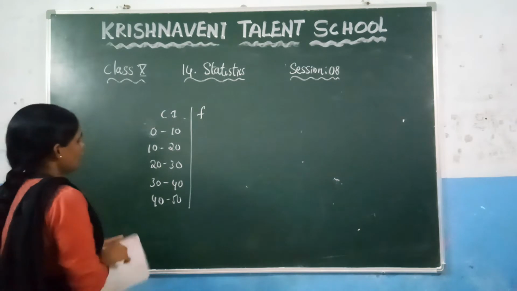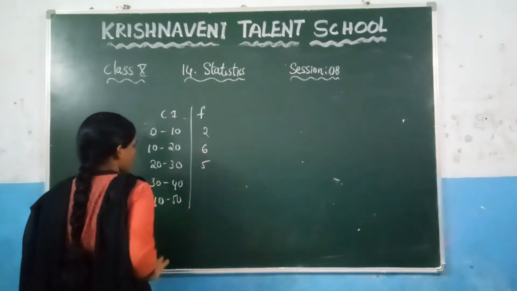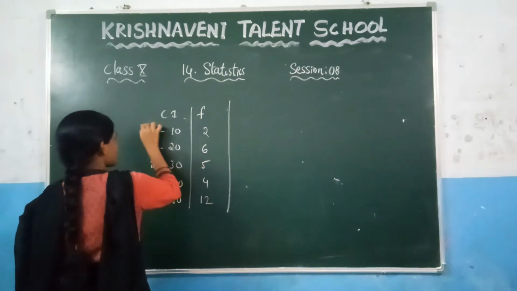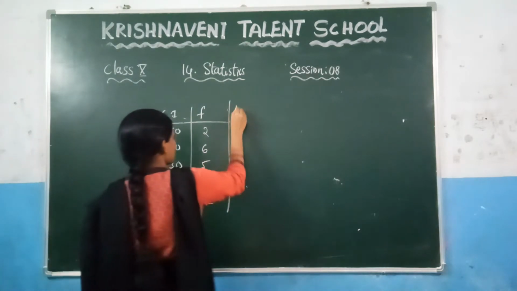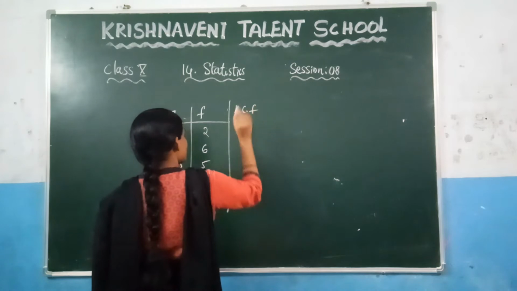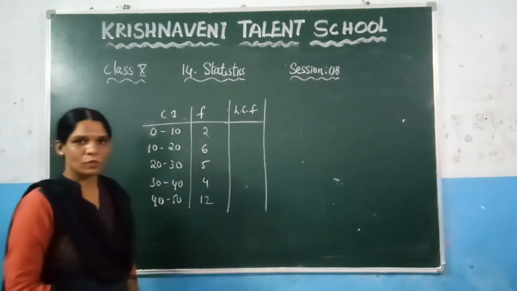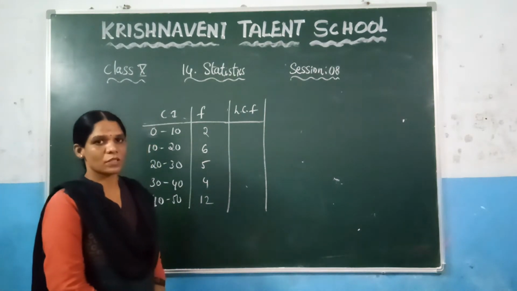Here, consider this one as 2, 6, 5, 4, 12. Let us consider the frequencies like this. If you want to calculate the less cumulative frequency values, you know what is meant by the cumulative frequency. We have discussed while calculating the median. What is meant by the cumulative frequency?